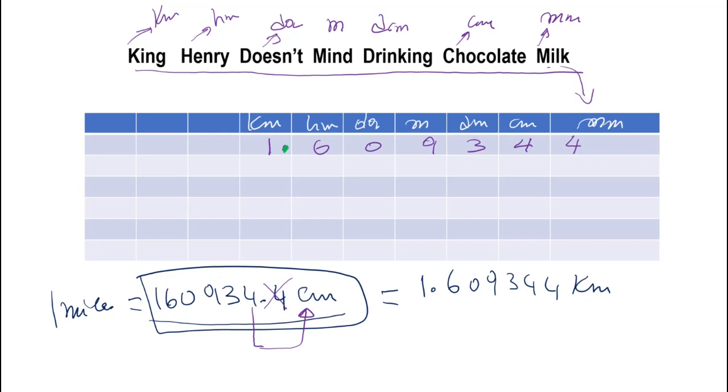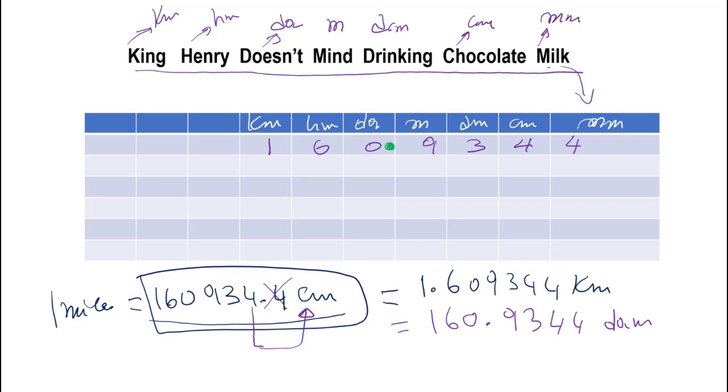If I want decameter, I go to DA. This is what that means. I put the decimal point where decameter is, and I take this one off. That means it is 160.9344 decameter. This is how we write. So this is how we do it.